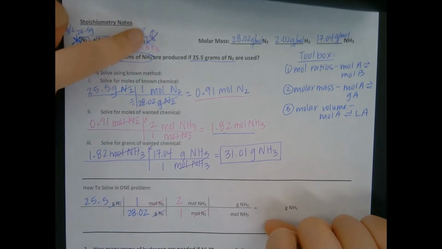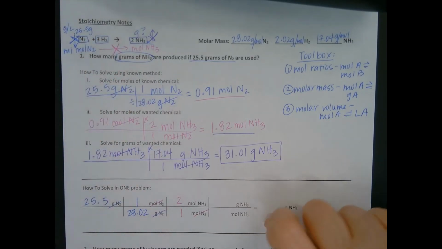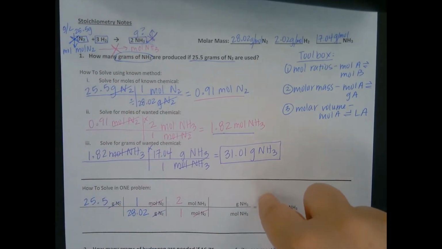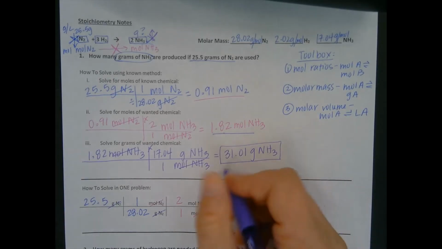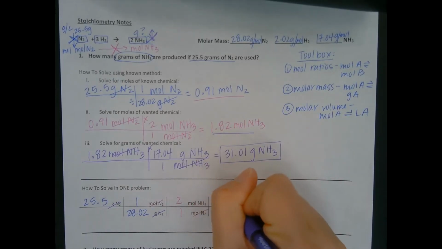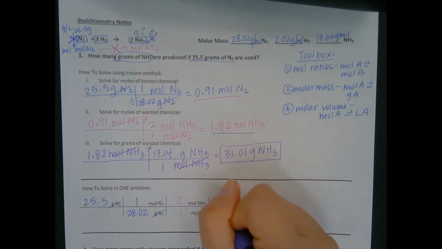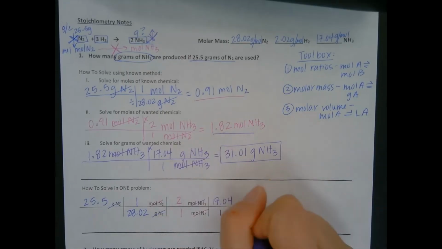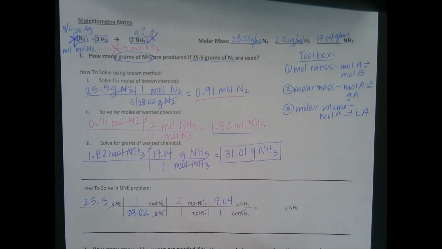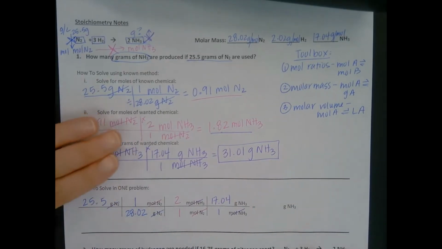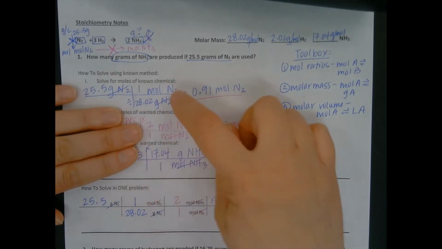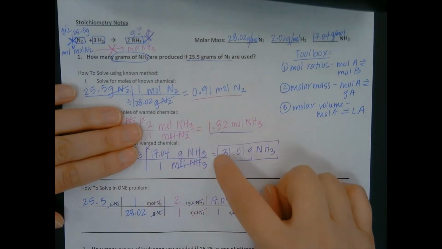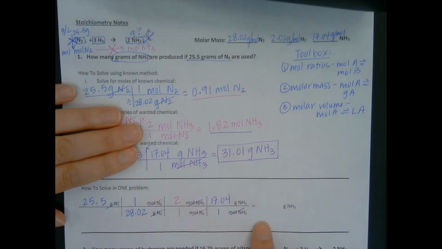Well, the last step, the last arrow, is telling me to get to grams. So I know I'm going to need grams of NH3 on the top. Moles of NH3 on the bottom are going to cancel. So I'm going to use the molar mass the same way I did before. 17.04 over 1 mole NH3. So it's like I just didn't solve this part, and I have my given, and then I have my first ratio, my second ratio, and my third ratio all in one.